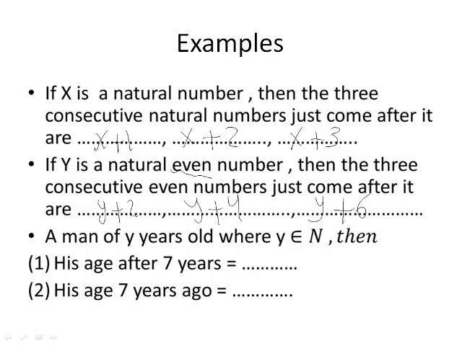The next one: a man of y years old, where y belongs to N, that means y is a natural number. Then his age after 7 years. His age now is y years. After 7 years is y plus 7. His age 7 years ago means y minus 7.